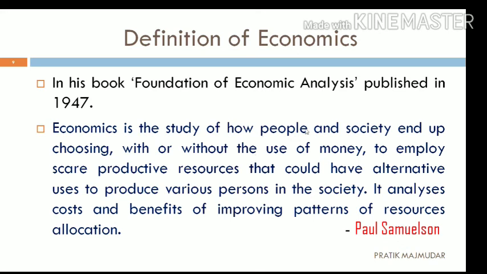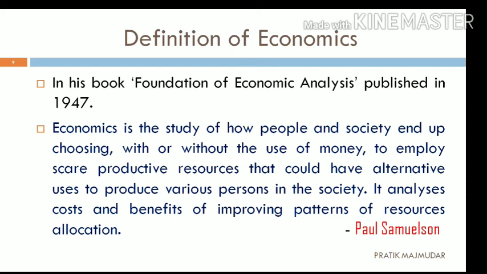Economics is the study of how people and society end up choosing, with or without the use of money, to employ scarce productive resources that could have alternative uses to produce various goods for persons in the society. It analyzes the costs and benefits for improving the pattern of resource allocation. Same as in the previous definition, we have seen the word scarce. We have to analyze the cost and benefits, and in the same way improve the patterns of resource allocation. Whatever resources we are getting, we have to improve our production. That definition is given by Paul Samuelson.